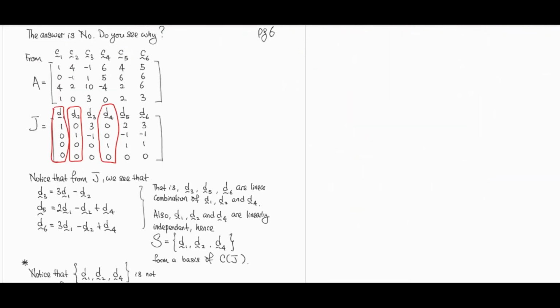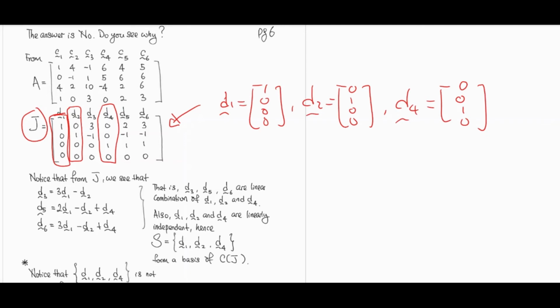However, the RREF matrix, our matrix J here, is still able to give us some information. The RREF matrix is easier to work with in the sense that it's already in a reduced form, and you can identify a lot of relationships pretty easily. For example, look at the column vectors D1, D2, and D4. The vectors D1, D2, and D4 are clearly linearly independent. That's the first thing that we observe.